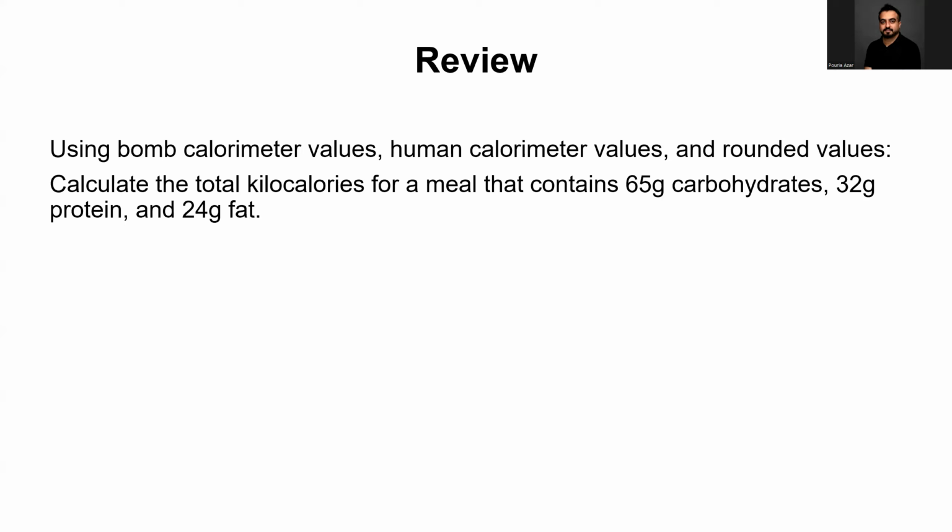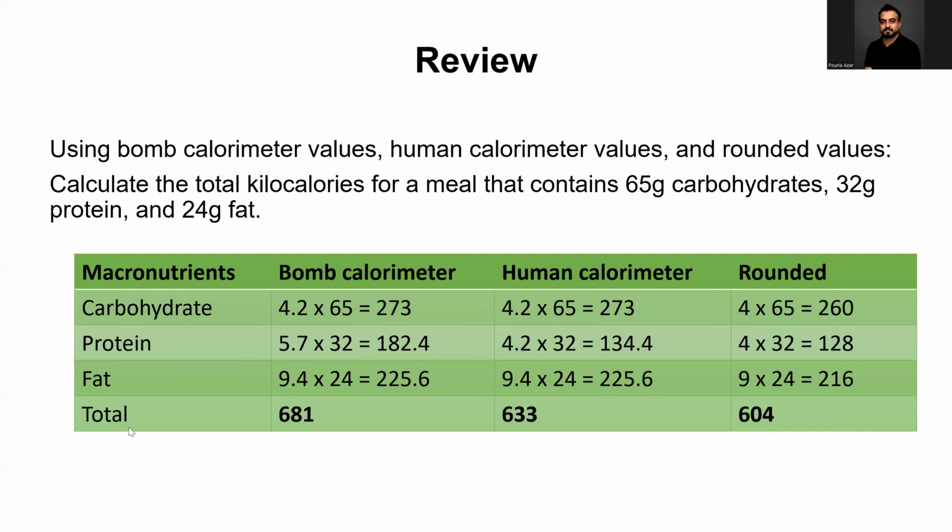So here we have a review. Using bomb calorimeter values, human calorimeter values, and rounded values, calculate the total kilocalories for a meal that contains 65 grams of carbohydrates, 32 grams of protein, and 24 grams of fat. So here these are the macronutrients: carbs, protein, and fat. Regarding the bomb calorimeter, we know 1 gram of carb yields 4.2. So 4.2 multiplied by 65.